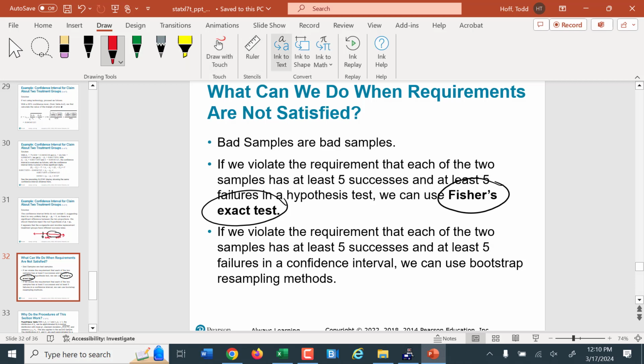So that's it for this section. We'll be back to talk about tests for two population means.